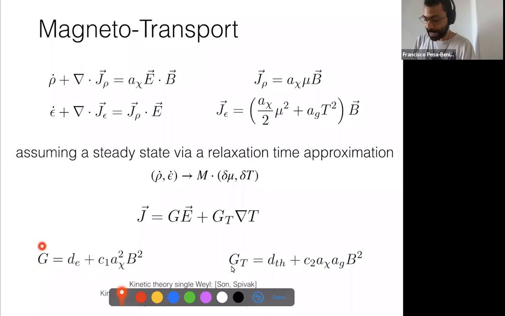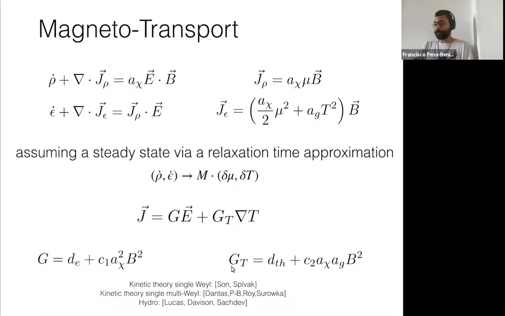So it will give you that the electric current will always have the ohmic contribution, but then there will be a B squared term that will be proportional to the gauge anomaly coefficient, which I'm just capturing with this AKI. And in the case of the thermoelectric conductivity, we will also have a B squared term, but this term will be proportional to AKI and AG, the gravitational anomaly coefficient and the gauge anomaly coefficient.